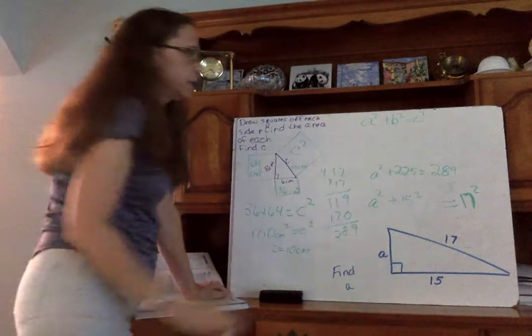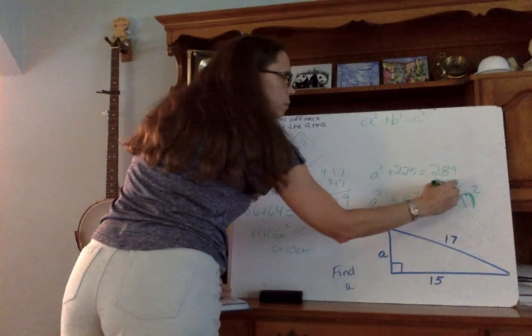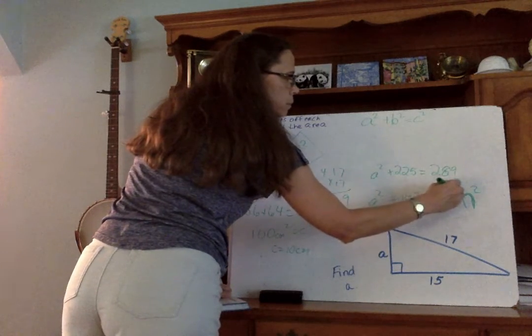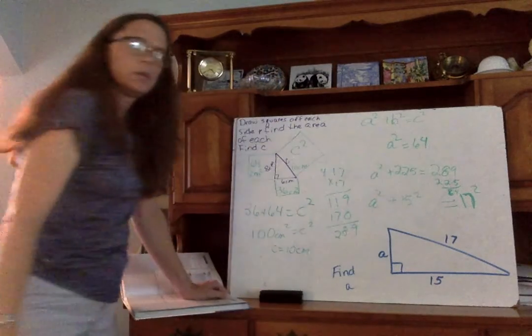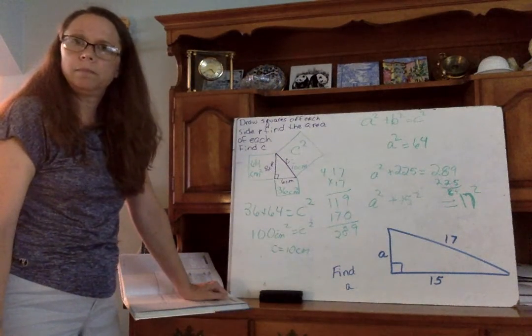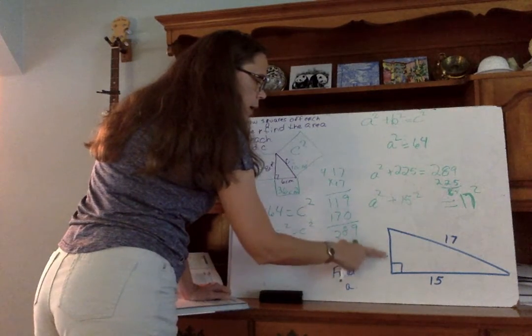To get A squared by itself, I got to subtract 225 on both sides. That leaves me with 64. So A squared is equal to 64. So what times itself will give me 64? 8. So A is equal to 8.